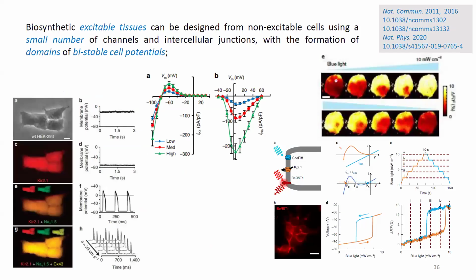Still another point to be taken into account is that it is possible in artificial biosynthetic excitable tissues to reproduce bistability phenomena and to reproduce oscillatory behavior by using only a small number of ion channels and gap junctions, which means that in principle, with a limited number of ion channels and junctions, very interesting biological-like phenomena can be described.